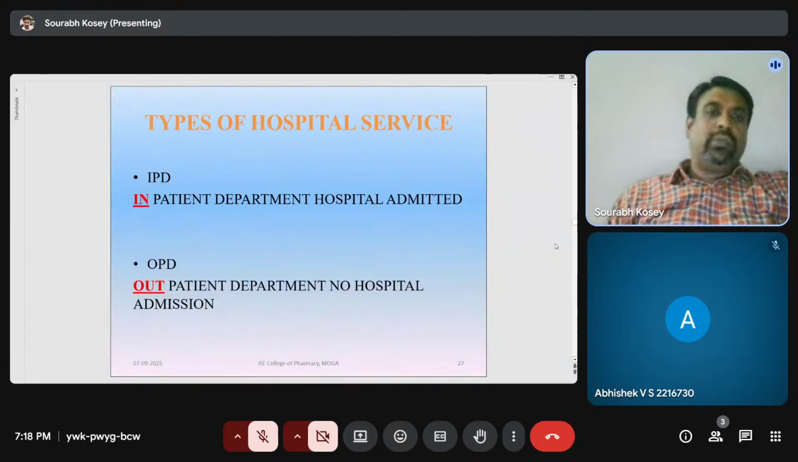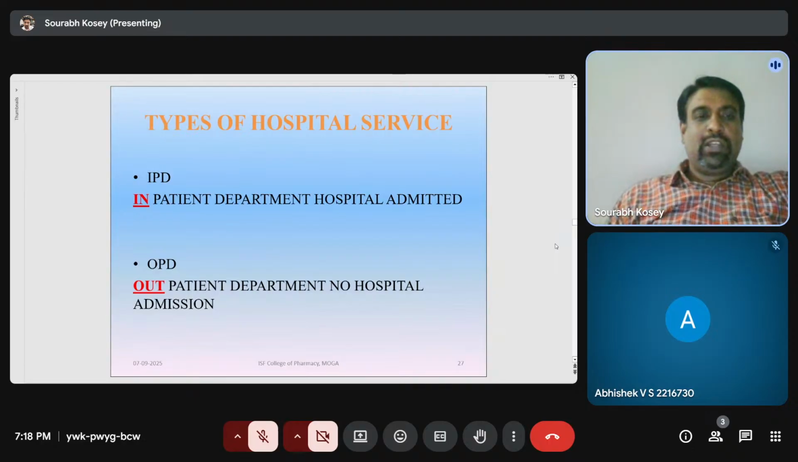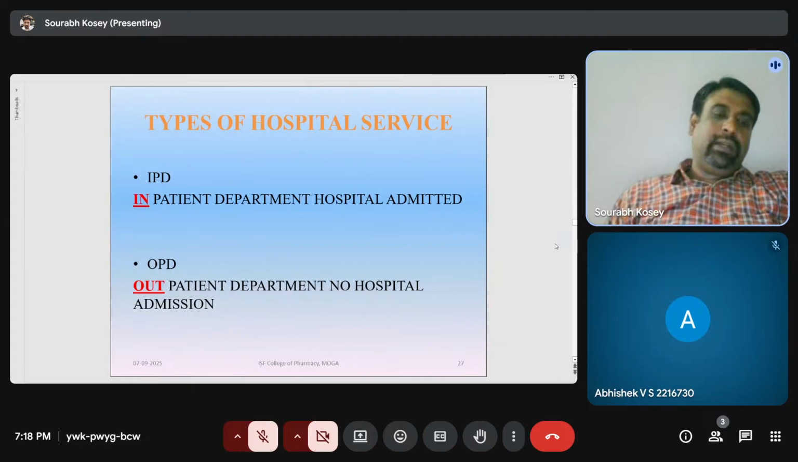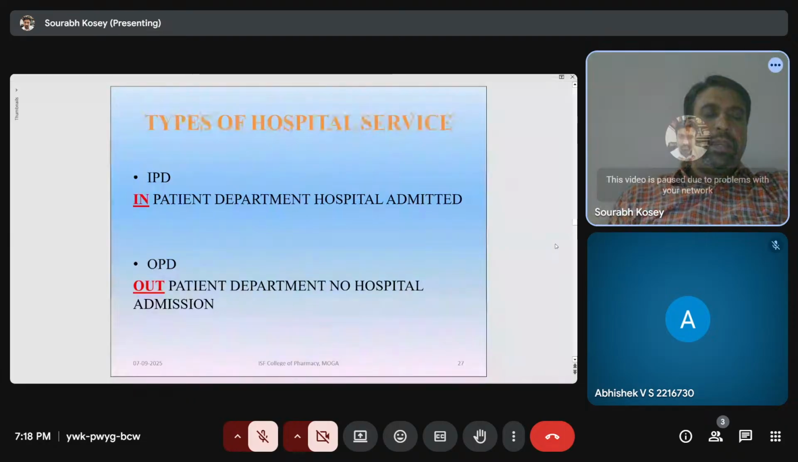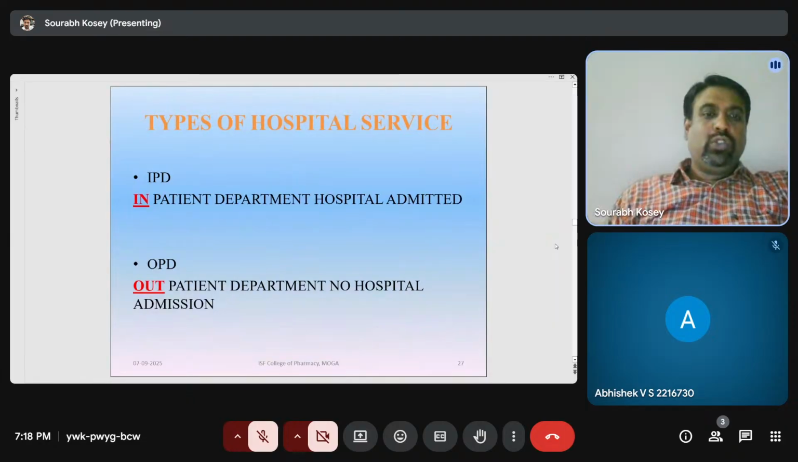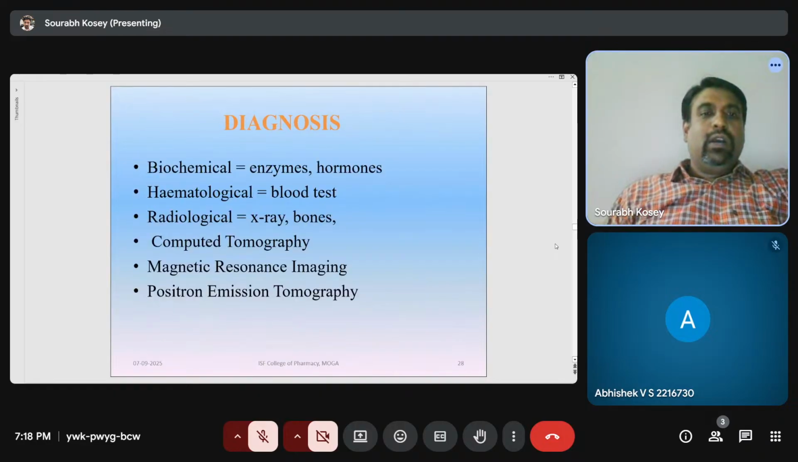Basically, the hospital services are of a couple of types, IPD and OPD. IPD means when the patient is admitted. Every patient has to undergo both OPD as well as IPD. If the patient has a chronic disease state, then the patient has to go for IPD. But if it is acute or subacute, it means the disease state is not so crucial or severe that admission is required. So, OPD and IPD. Diagnosis is on various criteria, like biochemical.